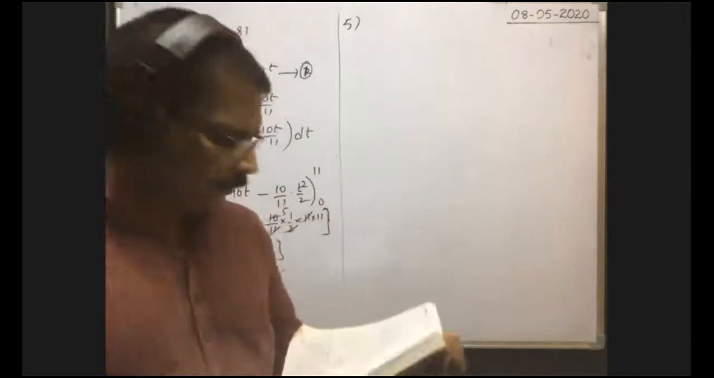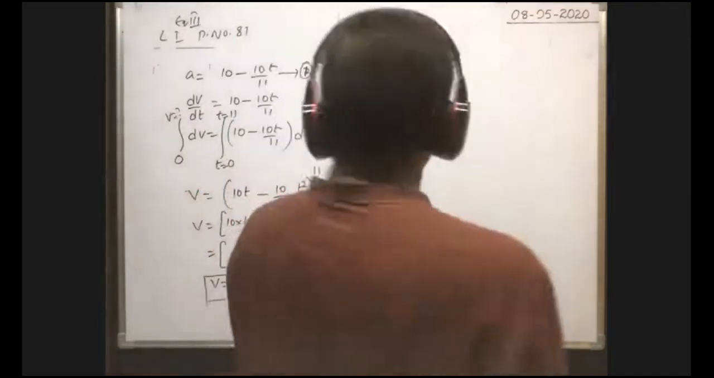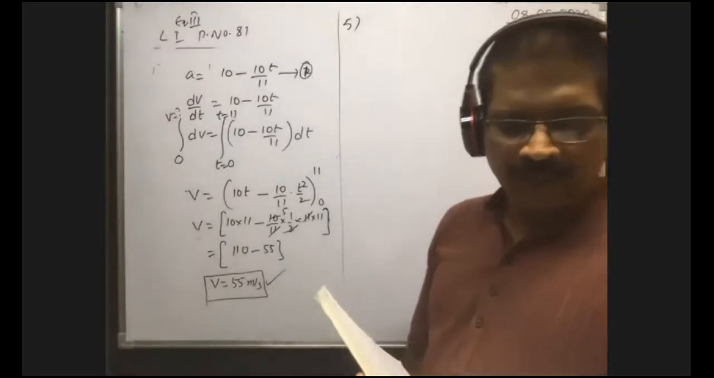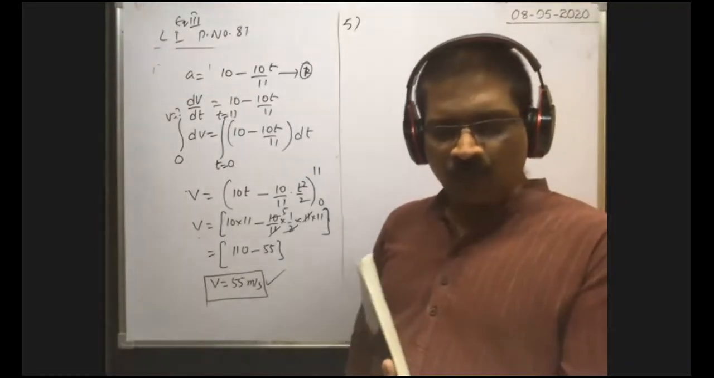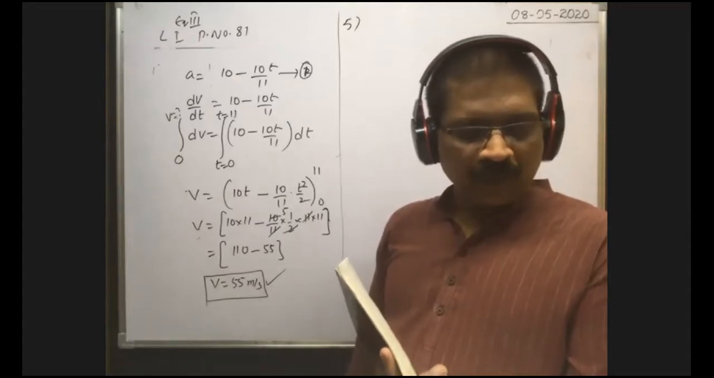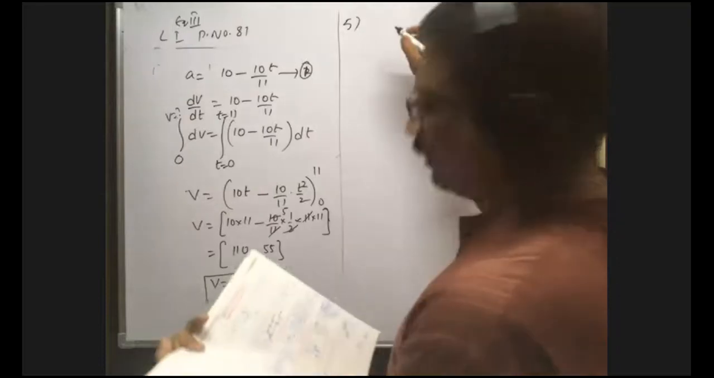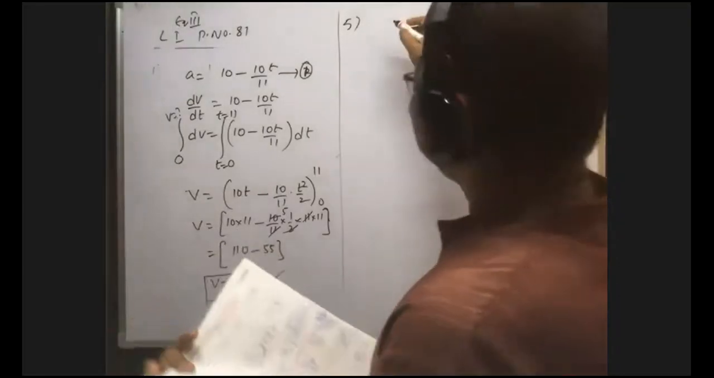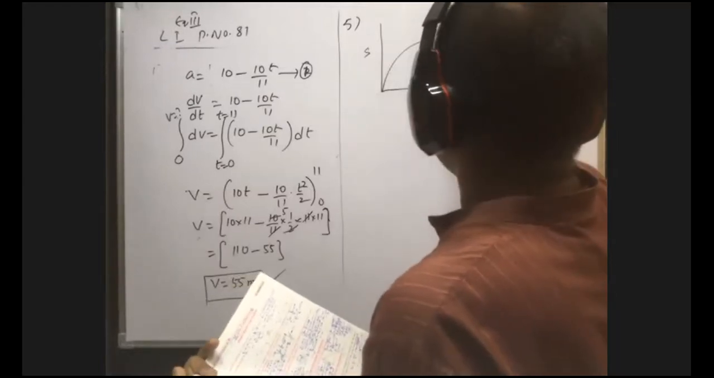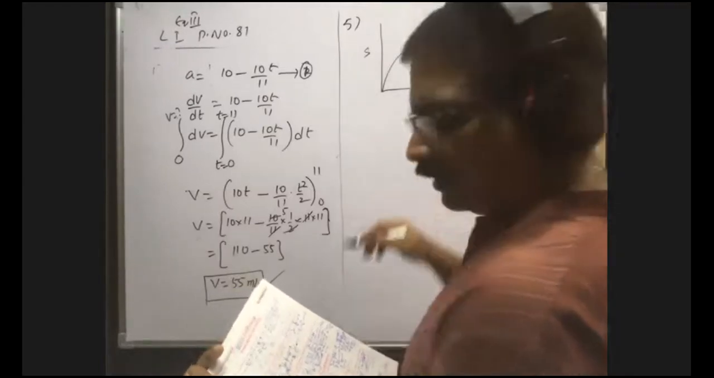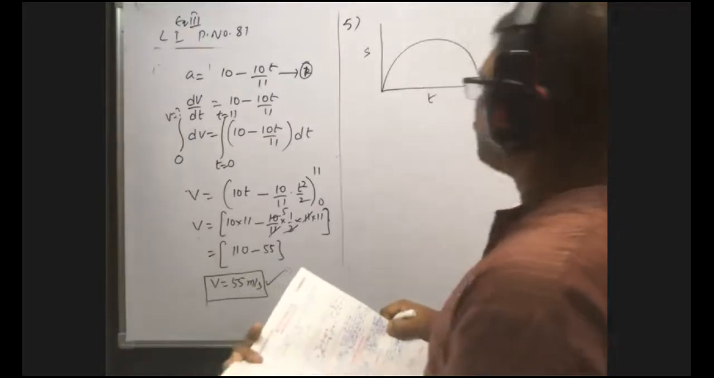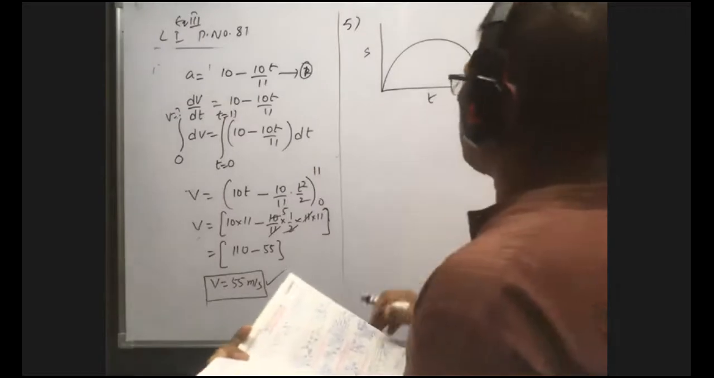Fifth problem: the displacement time graph of a moving object is shown in the figure. Which of the velocity time graphs shown could represent the motion of the same body? Here the displacement time graph is given like this. For this, what about the velocity time graph? The corresponding velocity time graph they asked.